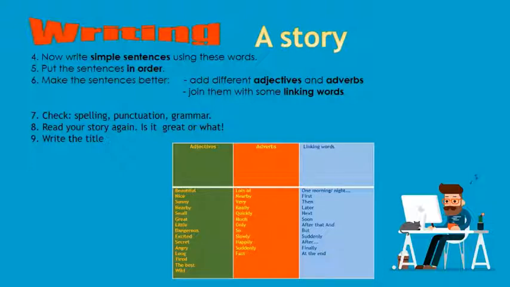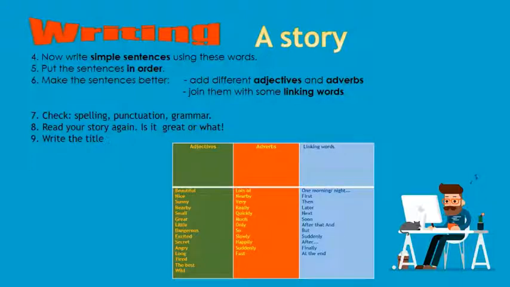For example, I can use the adjectives in the table below: beautiful, nice, sunny, nearby, small, great, little, dangerous, excited, secret, angry. Or the adverbs: lots of, really, quickly, much, only, so, slowly, suddenly, fast. And the linking words: one morning, night, first, then, later, next, soon, after that, and suddenly, after, finally, and at the end.